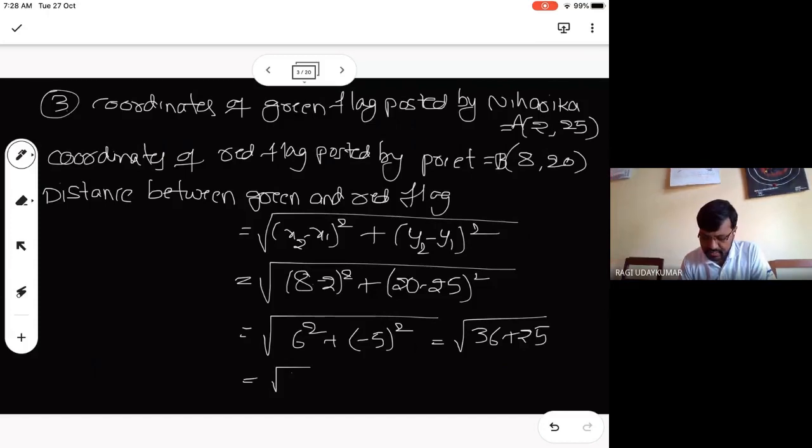Under root of 61. So what is this one? 61. Under root of 61 meters, because the distance is measured, even the lines' distance is 1 meter, it is given to you, and the flower pots are also given to you as 1 meter.